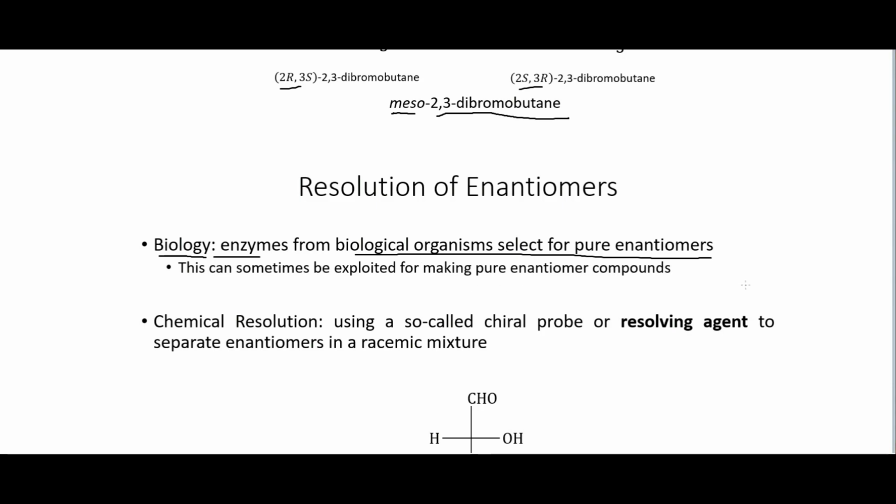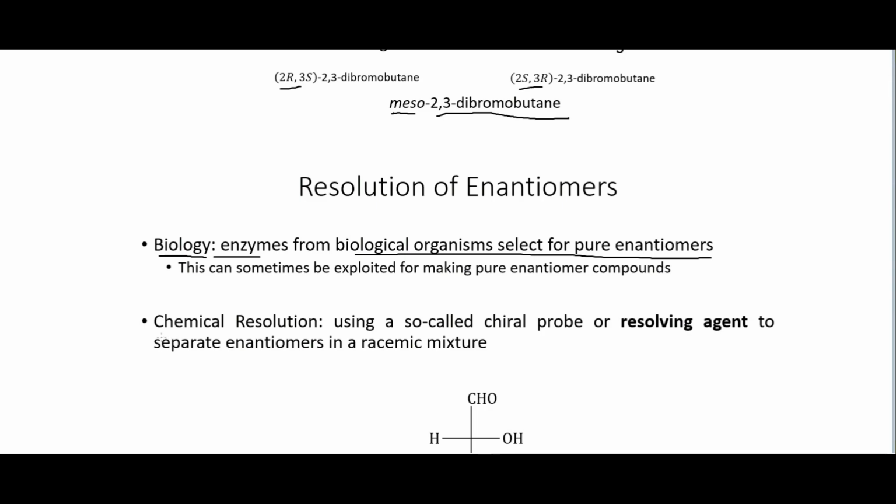So you can maybe have like a bacterial colony, if you want, making a compound for you. So you can sort of transform it with like a plasmid that has all of the requisite enzymes for making the compound you want, and then you can just purify that compound out of your bacteria. And so then you can use biology to actually obtain a pure enantiomer.